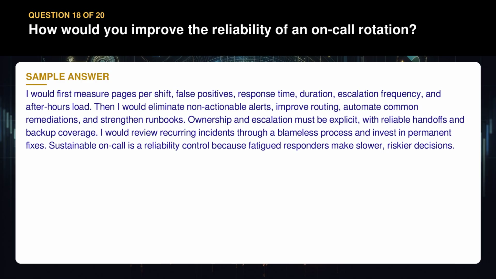I would first measure pages per shift, false positives, response time, duration, escalation frequency, and after-hours load. Then I would eliminate non-actionable alerts, improve routing, automate common remediations, and strengthen runbooks. Ownership and escalation must be explicit, with reliable handoffs and backup coverage. I would review recurring incidents through a blameless process and invest in permanent fixes. Sustainable on-call is a reliability control because fatigued responders make slower, riskier decisions.